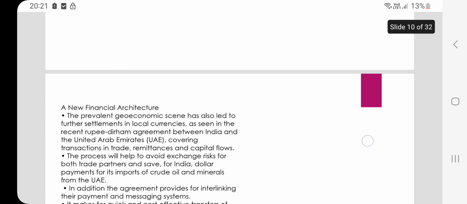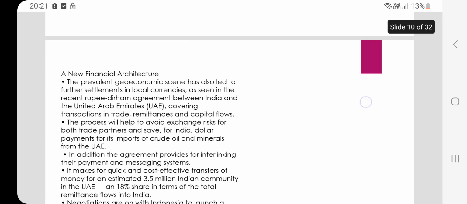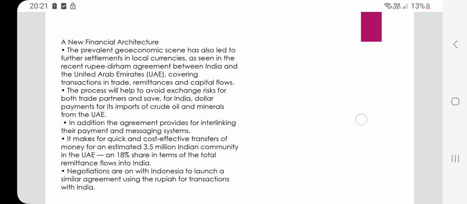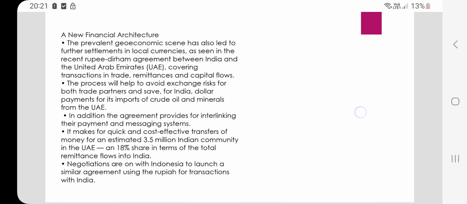In the new financial architecture, the prevalent geo-economic scene has also led to further settlement in local currencies, as seen in the recent rupee-dirham agreement between India and UAE, covering transactions in trade, remittance and capital flows. The process will help to avoid exchange risk for both trade partners and save India dollar payments for its import of crude oil and minerals from UAE.